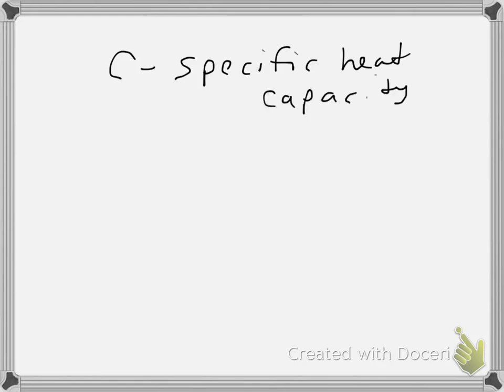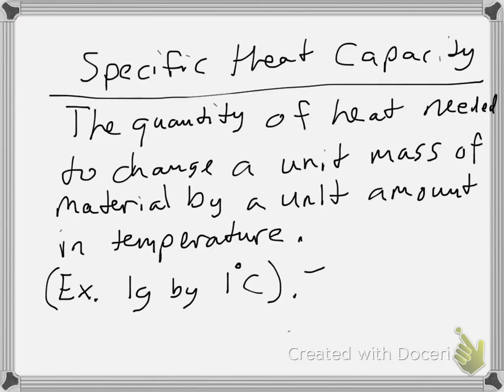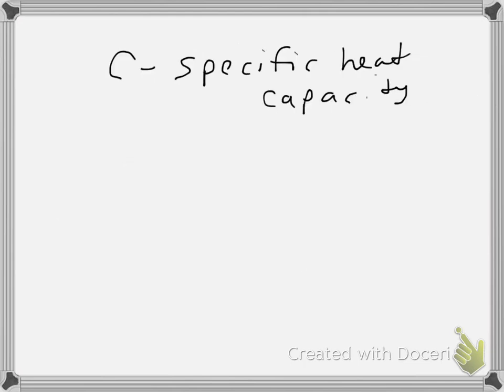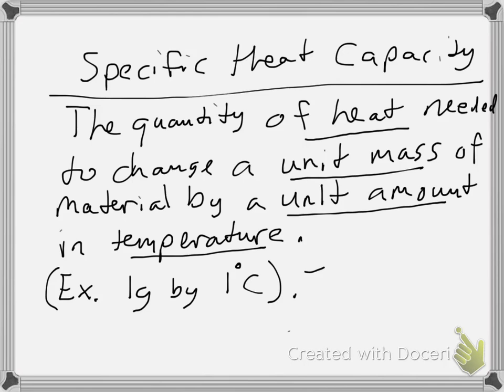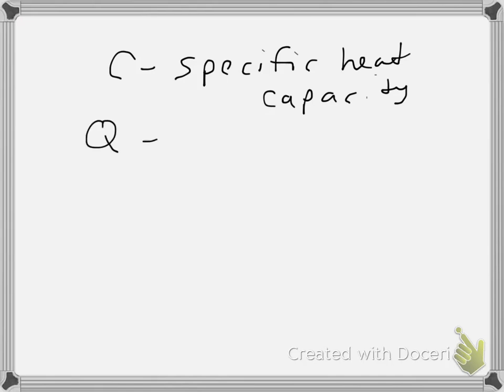All right. And so if we come back here, it's the quantity of heat needed to change a unit mass of material by a unit amount in temperature. So it's the amount of heat that I would need to give to an object to raise its temperature by, say, 1 degree per 1 gram of its substance. Now we denote heat by the letter capital Q. So Q is heat.